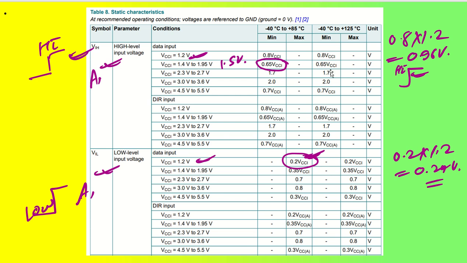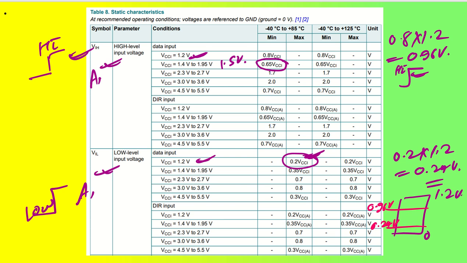So now you can see, for 1.2 volt logic level, high will be considered for voltage inputs more than 0.96 volt, and low will be considered for inputs less than 0.24 volt. Understood? So let us say we have 0 and 1.2 volt. My low logic level will be here and high logic level will be here at the input side. My low logic level must be less than 0.24 volt and my high logic level must be more than 0.96 volt.